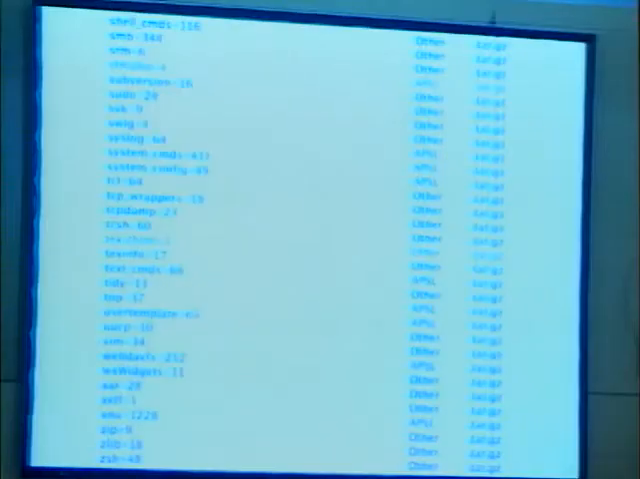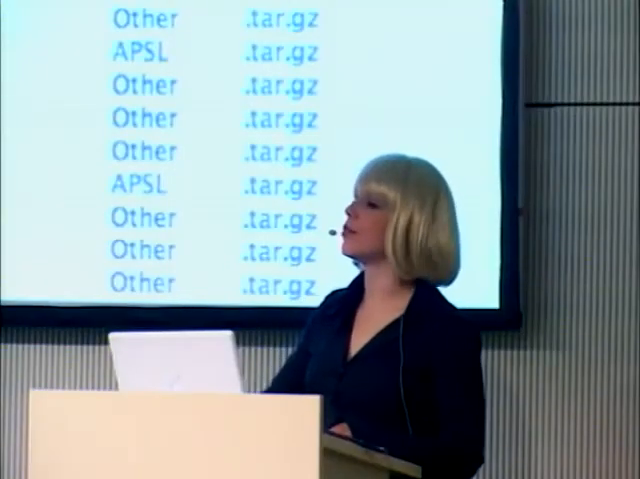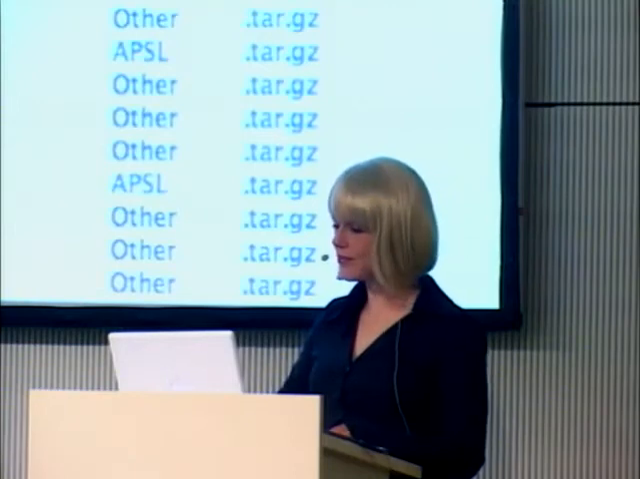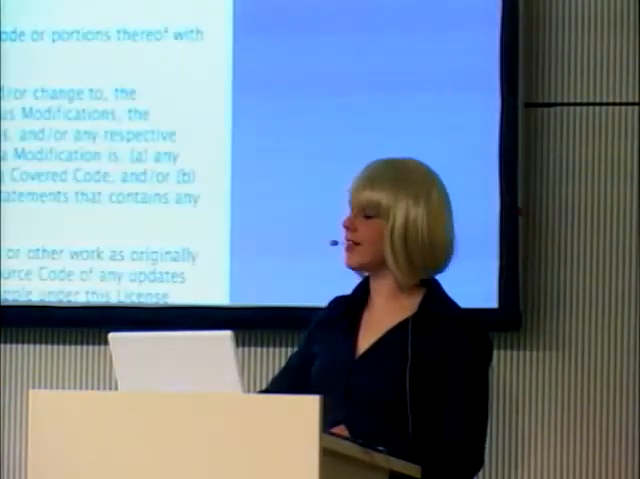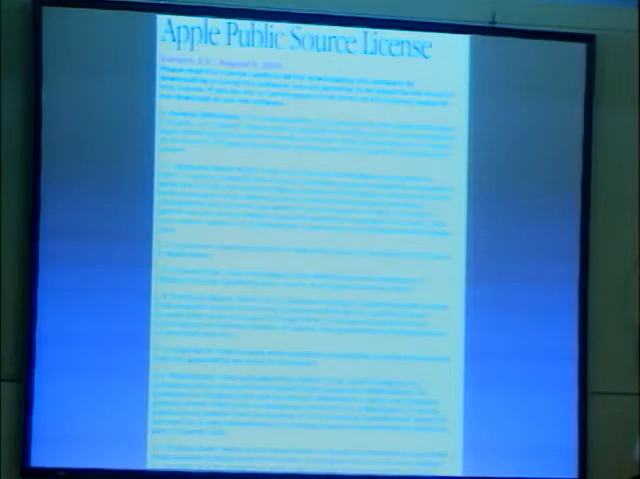This is a part of the list of the packages that can be downloaded from Apple's open source website. You'll notice that some of the packages are Apple's own code, like XNU, and some are modified versions of common open source software, like Zip, Perl, Curl, and so on. Apple Source is licensed under the Apple Public Source License, the APSL, which is a BSD-style license. And it's compatible with Sun's CDDL, which allows the integration of Sun code, like dtrace and ZFS.